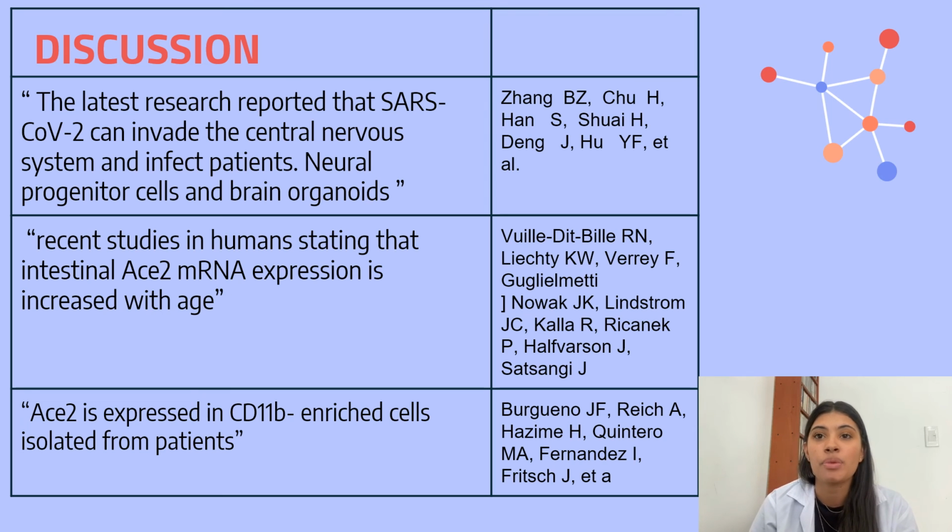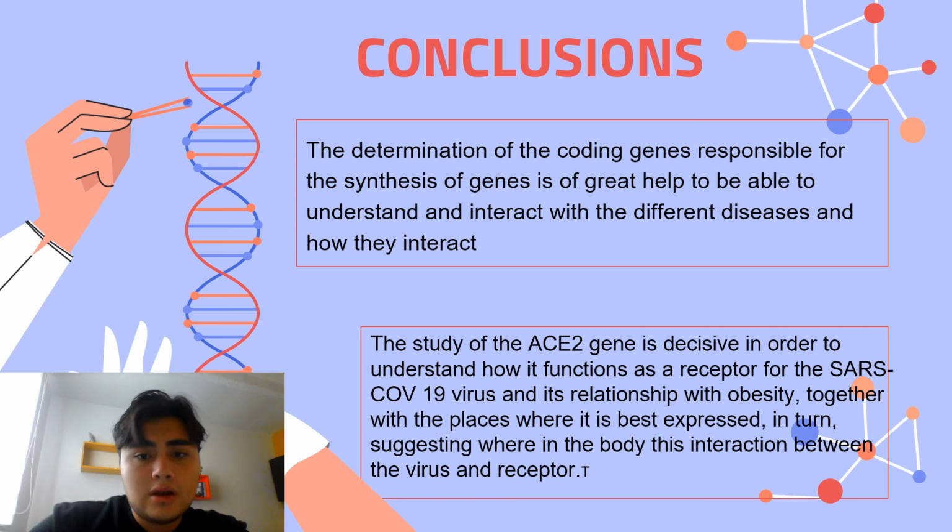Finally, Virginologist F expressed that ACE2 is expressed in CD11b enriched cells isolated from Peyer's patches. The study determined that ACE2 is expressed in intestinal macrophages, which is congruent with this study.